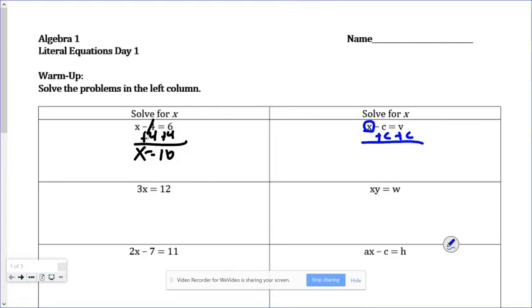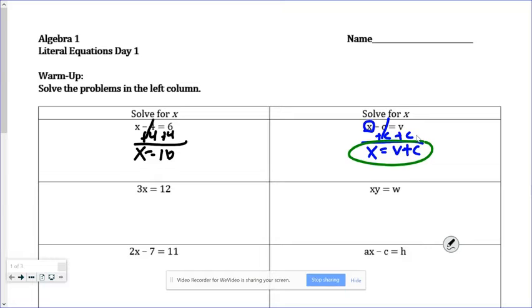So it's just like what I did in the left column. I added 4 to both sides. Here I'm adding c to both sides. So I'm left with x equals v plus c, and then that is my answer. Okay, so this is a little bit weird today because now your answer has several letters in it instead of just, oh, x equals 10. So let's go down to the next row.